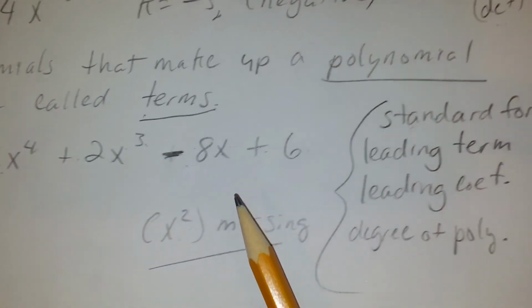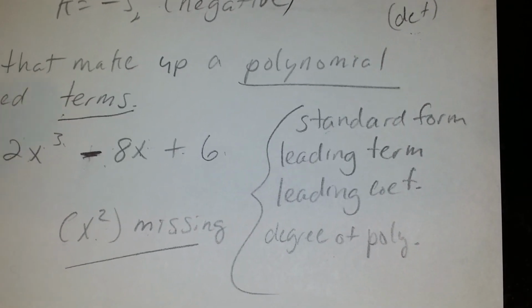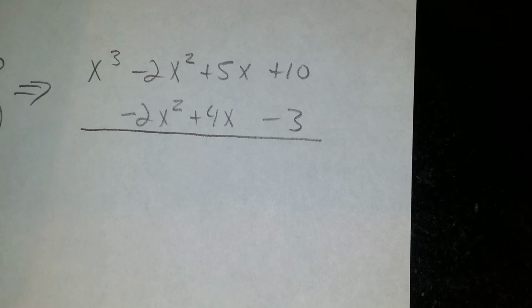And I said again, x squared is missing. Let's see if I cover everything. Standard form, leading term, leading coefficient, degree. All right, we're good. Let's talk about, we're going to add. Okay?